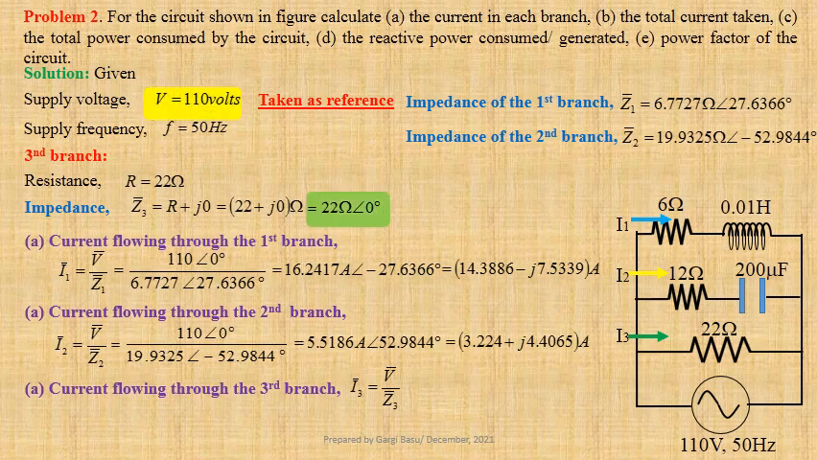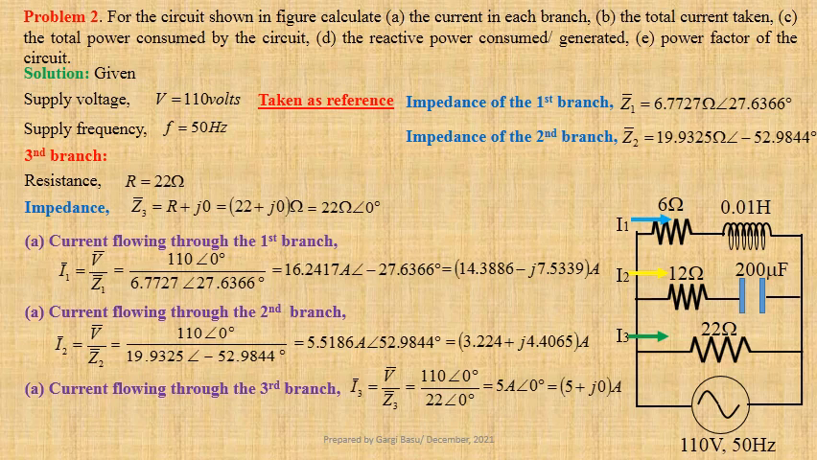Current flowing through the third branch, I3 equals V divided by Z3. Using values we get 110 at an angle 0 degree divided by 22 at an angle 0 degree, that is equal to 5 ampere at an angle 0 degree. This may be written in Cartesian form as 5 plus j0 ampere.